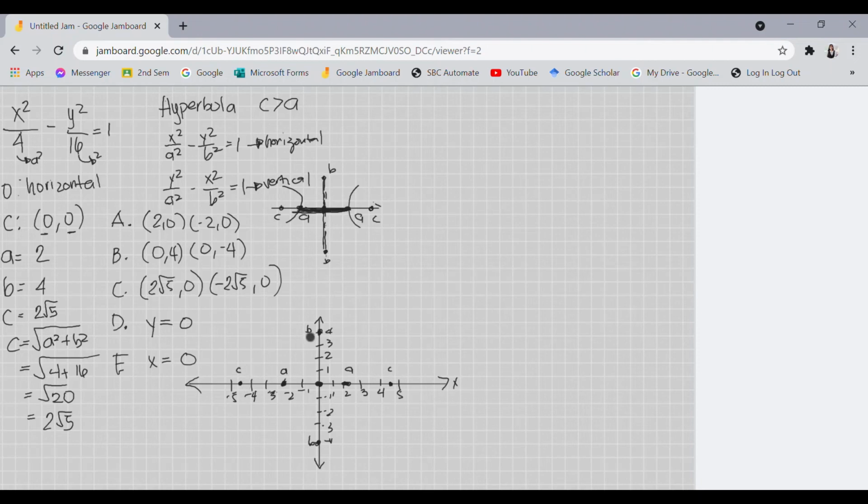Pag dinrawing natin siya, let's draw here the auxiliary rectangle. Its side must pass through your vertices and co-vertices. Dun siya dapat dadaan. Okay? Your vertices and co-vertices defines the shape or yung pagkaka-rectangle ng ating hyperbola. As you can see, hindi na naman siya pantay. Okay, so, you draw your asymptotes. It must pass through the vertices of your auxiliary rectangle. Dun siya dadaan. So, dun siya sa vertices dadaan.